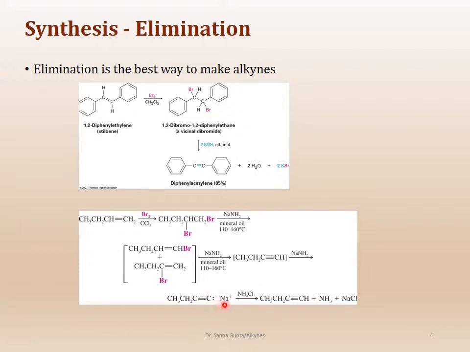This ion over here has to be protonated, and so sometimes you might see ammonium chloride, which is a weak acid, to protonate this alkyne. But in general, what you will see is an alkene that is getting brominated, and then you will see 2 NaNH2, which is sodium amide, and in some cases 3 sodium amides followed by 1 ammonium chloride to give the alkyne. This is how we synthesize alkynes, one way of making it using elimination.